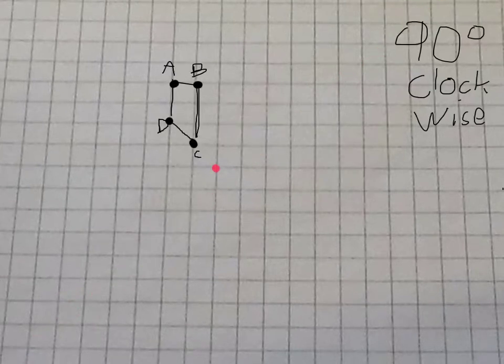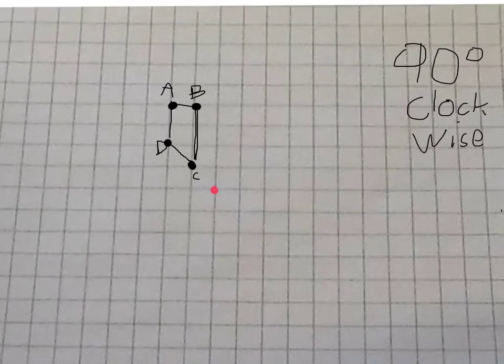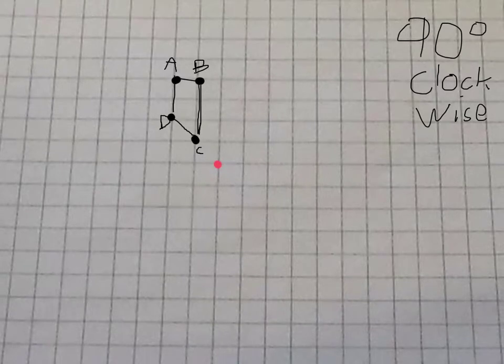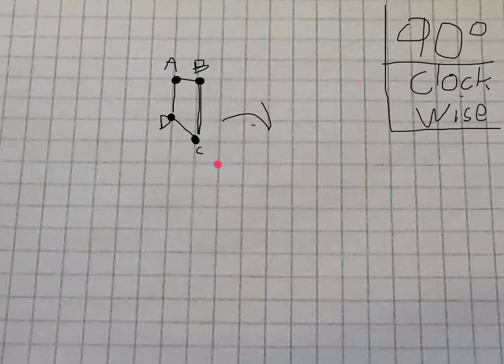Hi, this is slide number 3, and here we can see our instructions in the top right corner of the paper. So 90 degrees clockwise. Clockwise would be this way, and you can expect counterclockwise to be the opposite way.